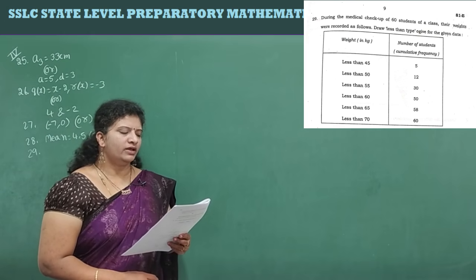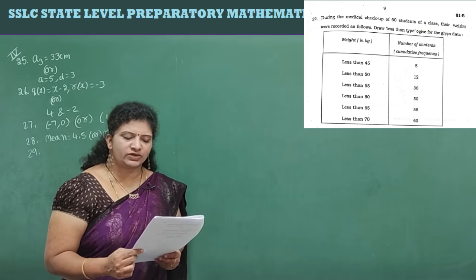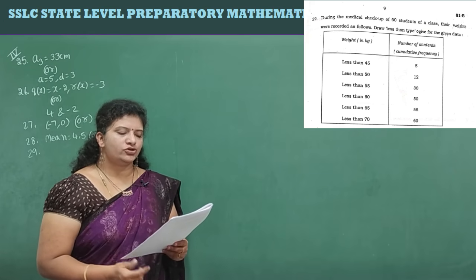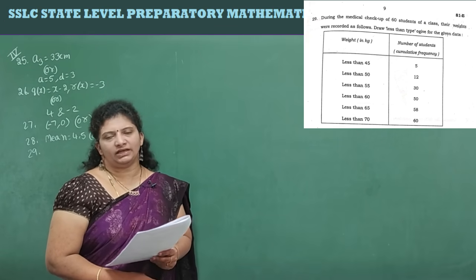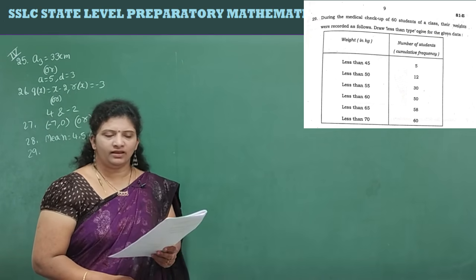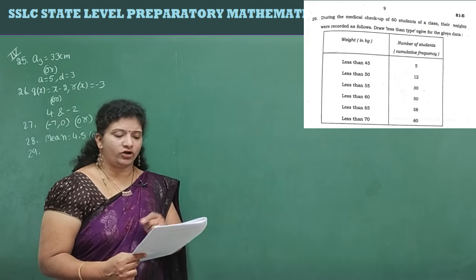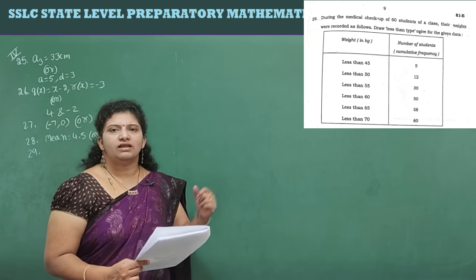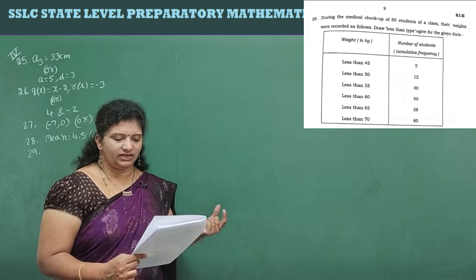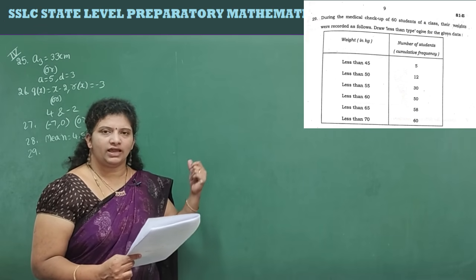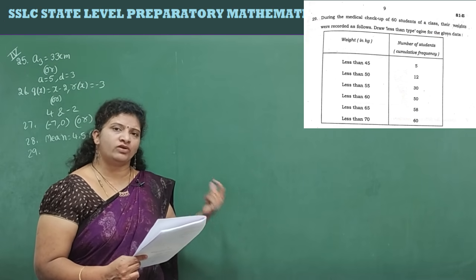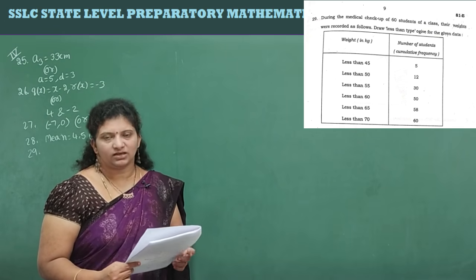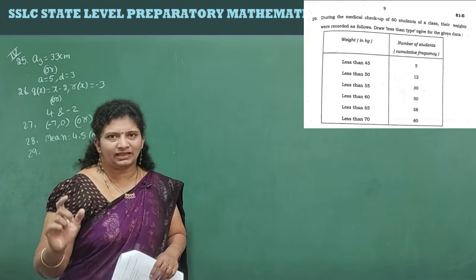29. During the medical checkup of 60 students of a class, their weights were recorded as follows. Draw less than type ogive for the given data. You can see the data there. See there, less than 45, less than 50, less than 55, less than 60, less than 65, less than 70. This is weight in kg. And their number of students, cumulative frequency directly given: 5, 12, 30, 50, 58, 60. So, no need of calculating anything.